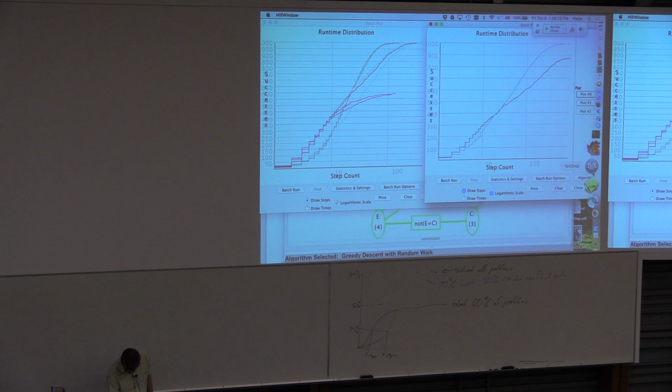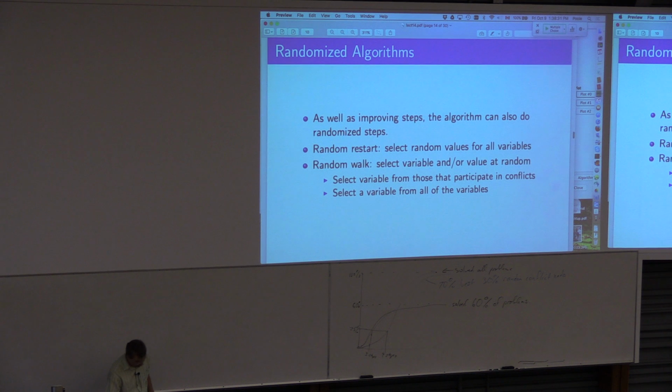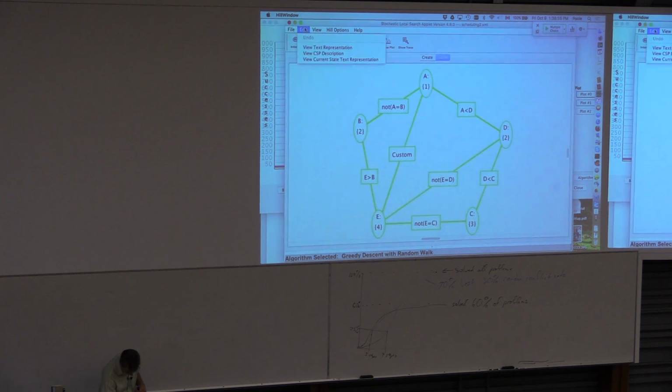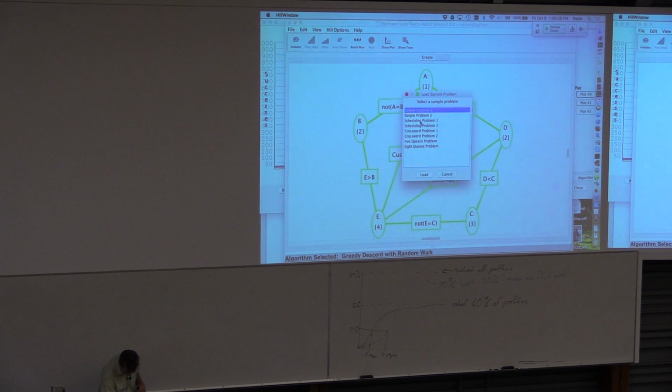Okay. Let's do one more thing. One of the things we didn't try was a random restart. And the question that we got here was, what good is an algorithm that can solve 25% of the time? So let's try and look at what happens there. Let's go back to this one, load sample CSP. I'm going to load scheduling problem 1 again.